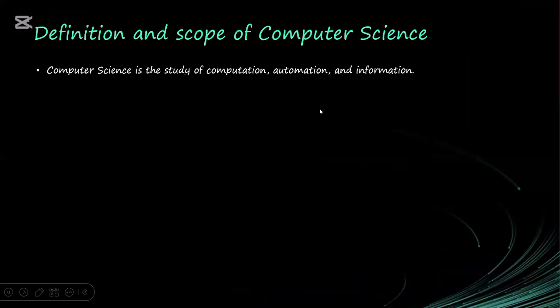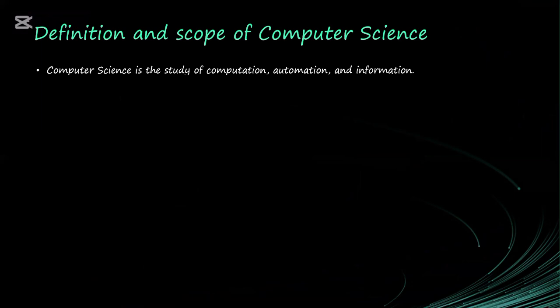So, let's define computer science, and let's also understand the scope of computer science. What exactly can computer science actually do? Let's understand the definition, then we'll understand the scope. What is the domain? What is the reach of computer science?